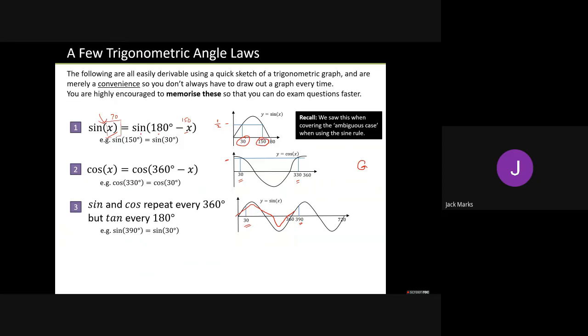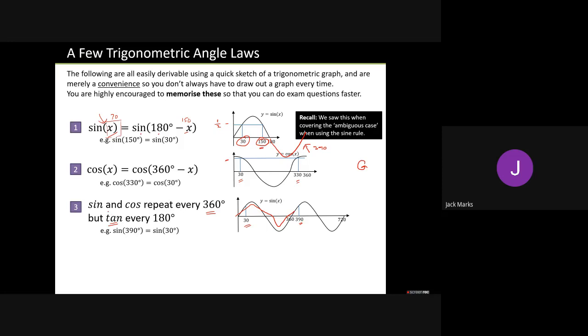Depending on the question, we might need to look at, well, 390. We might need to add 360 on. We might need to add another 360 on there as well. It depends on the question. So we need to know that many angles can give us an answer. Careful with tan though, okay? Tan is a little bit different, okay?